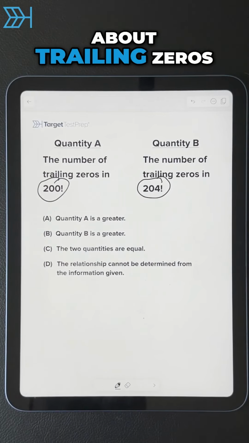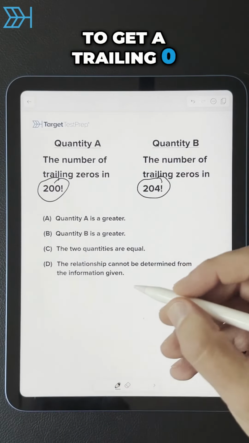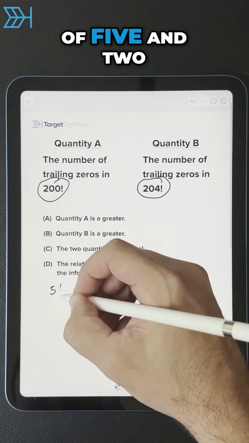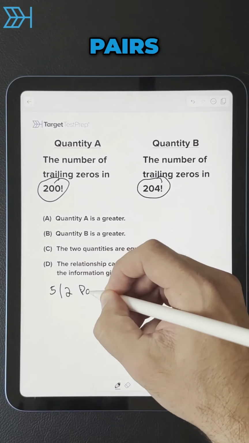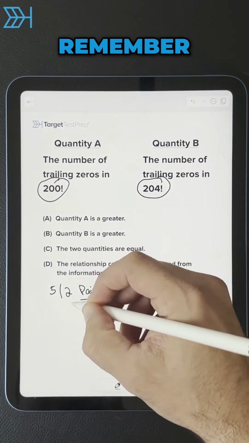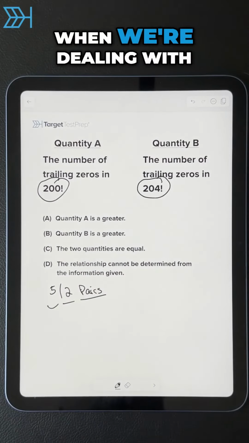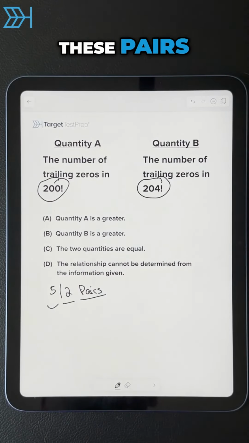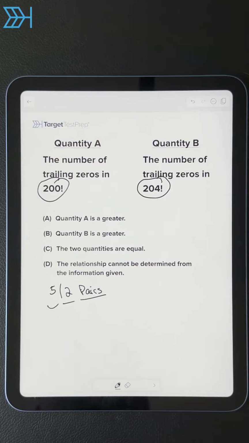So here's the deal. What do we know about trailing zeros? To get a trailing zero, it's about the number of 5 and 2 pairs in the prime factorization of the number we're dealing with, right? Well, guess what? The number of 5 and 2 pairs is not going to be any different in 200 factorial versus 204 factorial. And the way we know this is simple.